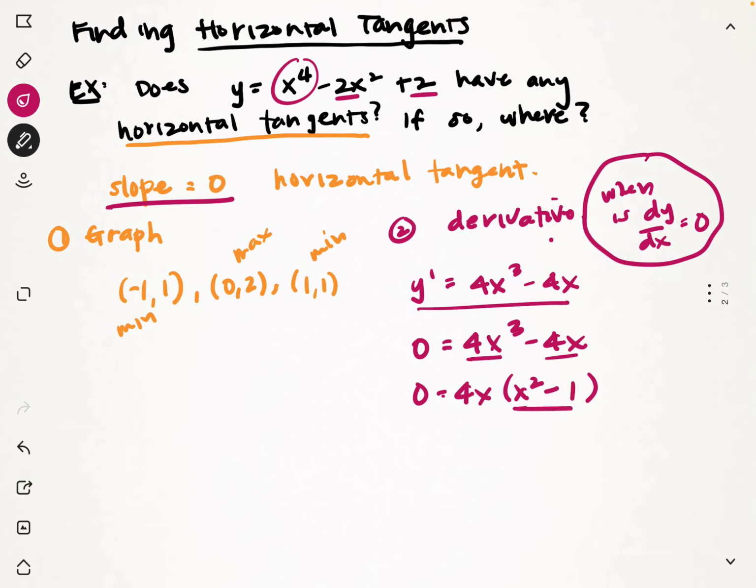Now, let's factor this thing. That's a difference of squares, right? So those of us who are super good at algebra know that it factors to x plus 1, x minus 1.